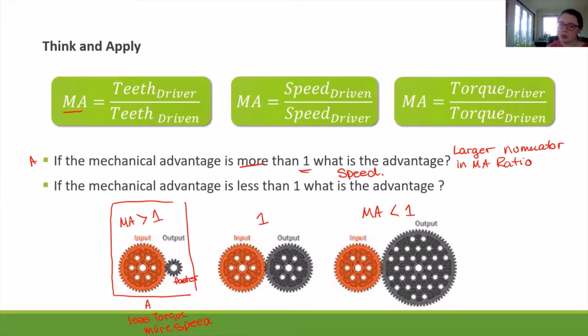Now let's look at scenario B. If the mechanical advantage is less than 1, what's the advantage? Let's do the same thing. Let's compare what happens to speed and what happens to torque, and it'll tell us whether we have a speed advantage or a torque advantage. So if we look here, the input gear, what do we know has to happen here? For B, we have to have a larger denominator.